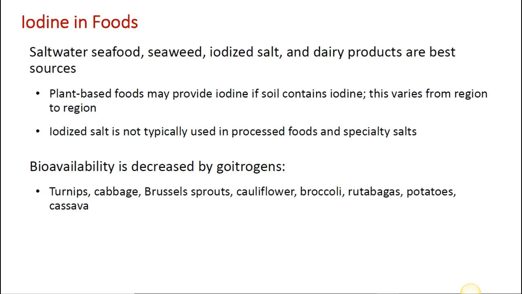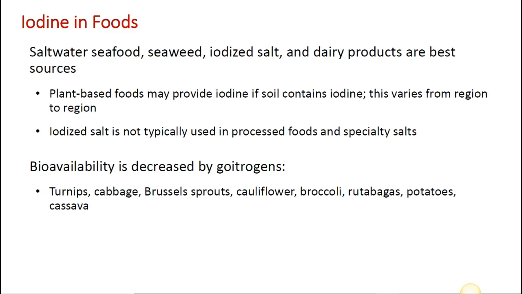Now we're going to spend some time talking about iodine. Iodine is found in saltwater seafood as well as seaweed. It's found in iodized salt, and that is a primary source of iodine in the diet for Americans in particular. Dairy products are also a good source. Plant-based foods can provide iodine, but only if the soil contains iodine. So depending on where those plants were grown, the amount of iodine in the food can vary really greatly.